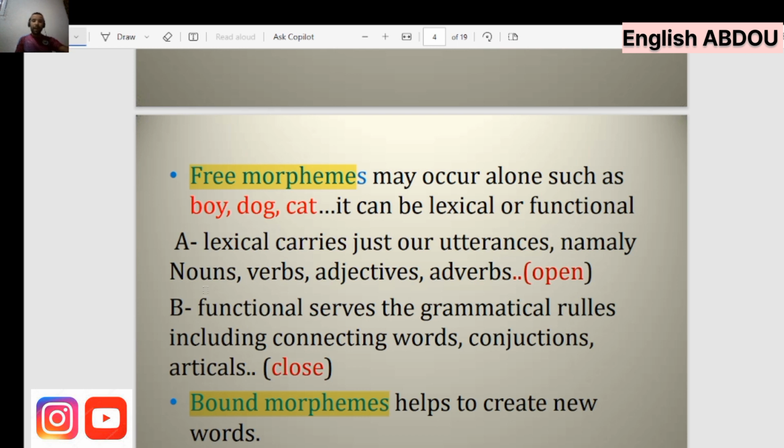Why? Because here with nouns, we can create new ones, like Muhammad, Ali, Rida. Here the same, verbs can be changed from one to another, adjectives the same. But here with articles, we cannot change them. We have the same articles, three articles, which are a, the, and an. And conjunctions like however, but, etc., we cannot change them or add any morphemes to them.